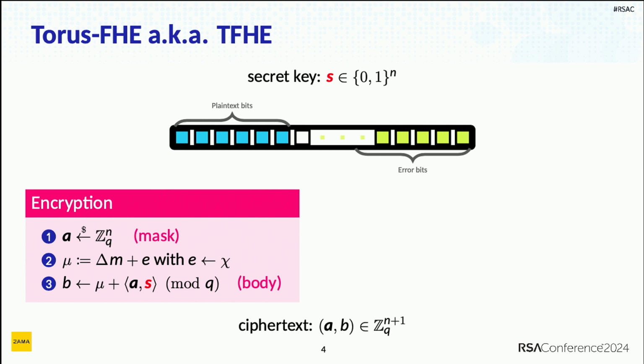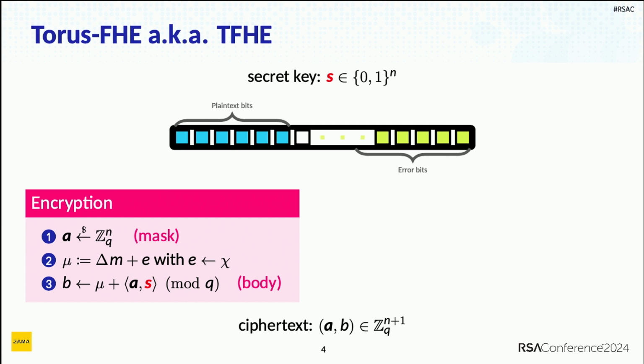So if you want to encrypt a message M, first you choose some random mask. So a mask is just a vector in Z_q. Just to give you an idea, the size of n is 1,000. So you see that the mask is pretty large. The message is M. So the message, you can see it here. So this is the message. So the message is put in the higher bits of that string here.